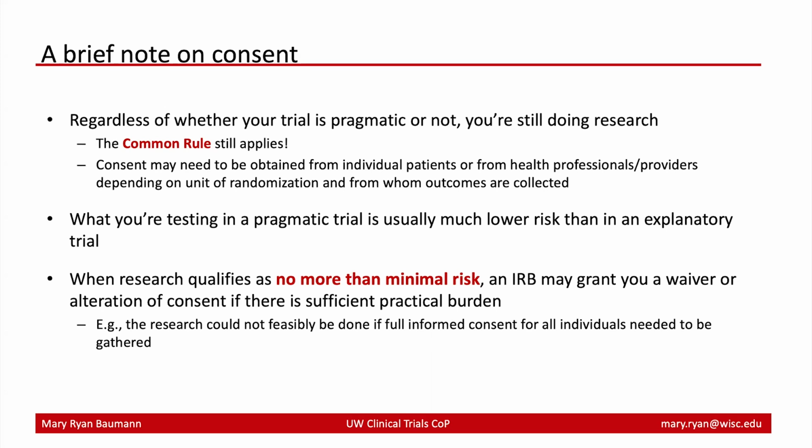And so you have more pragmatic trials that might meet the no more than minimal risk threshold and meet the guidelines where you can ask an IRB to grant you a waiver or alteration of consent because of that minimal risk, and because you might have sufficient practical burden for gathering that consent within your trial. So usually this threshold is that the research couldn't feasibly be done if full informed consent for all individuals needed to be gathered.